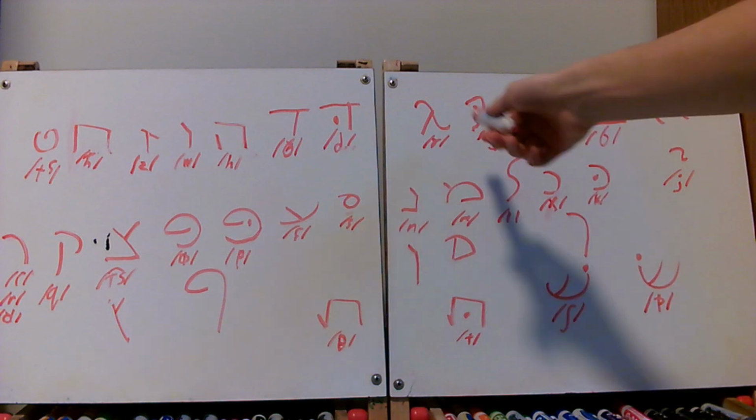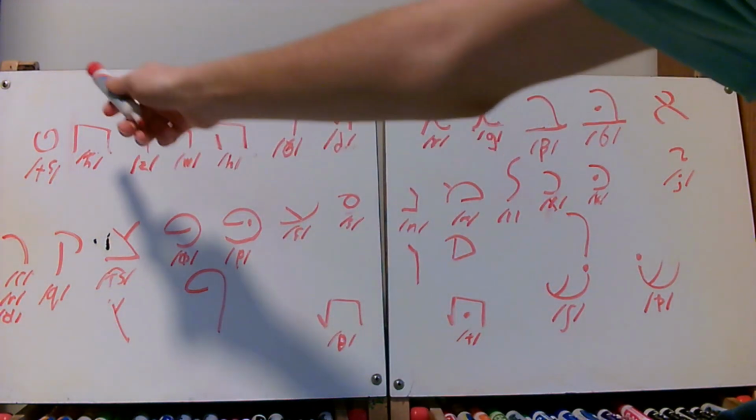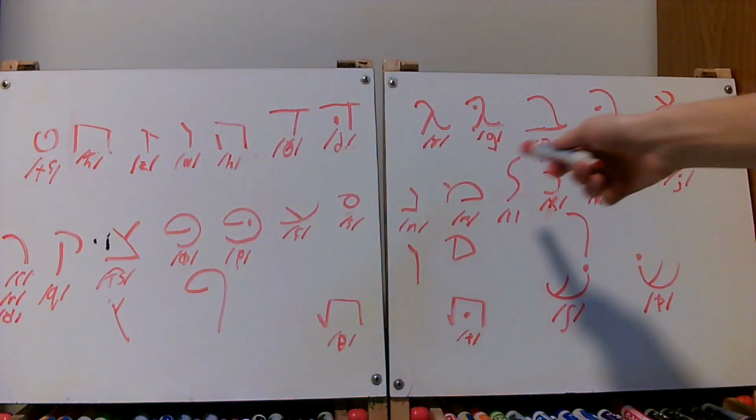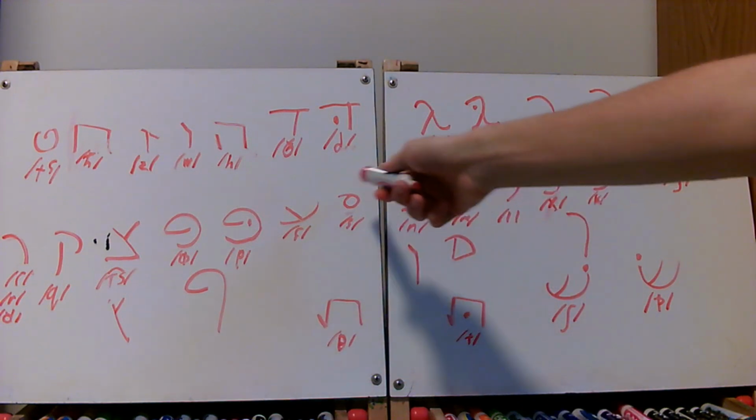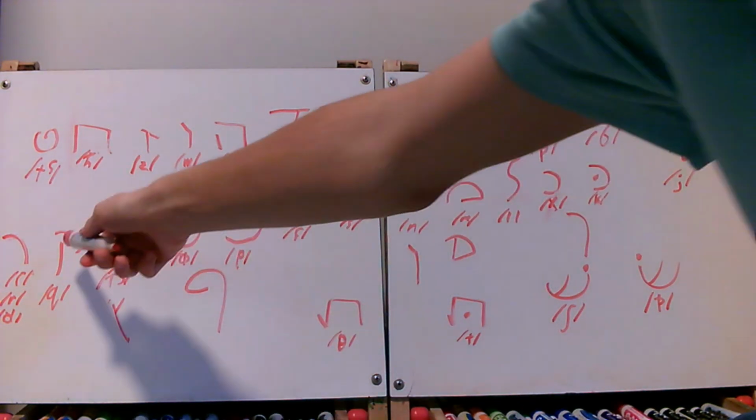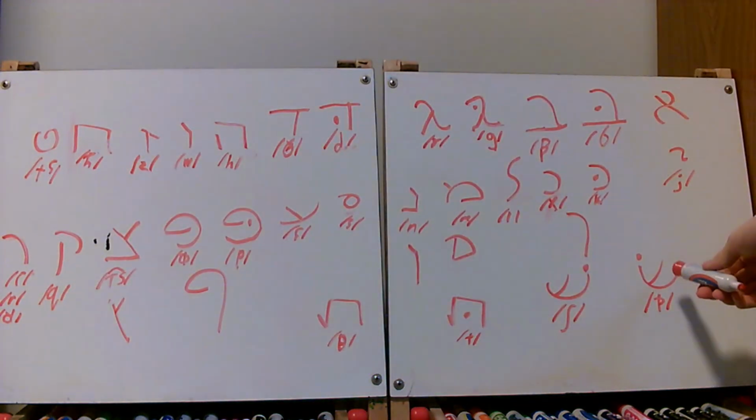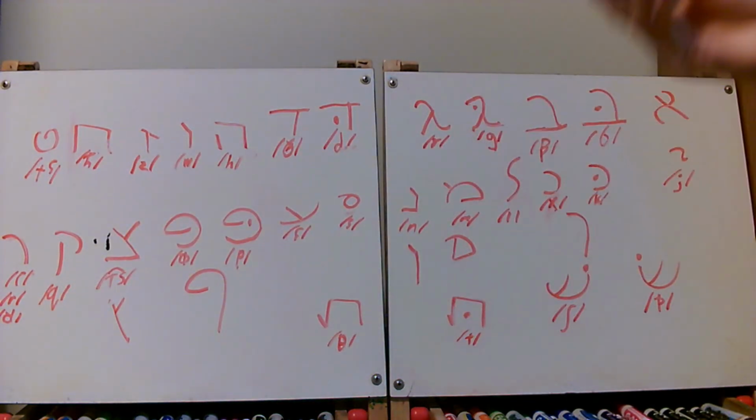Aleph, Beis, Gimel, Dalet, Hey, Waw, Zayin, Ches, Teit, Yod, Kaf, Lamed, Mem, Nun, Samech, Ayin, Pe, Tsadi, Kof, Resh, Sin, Shin, Taw. Aleph Beis, and that's the alphabet.